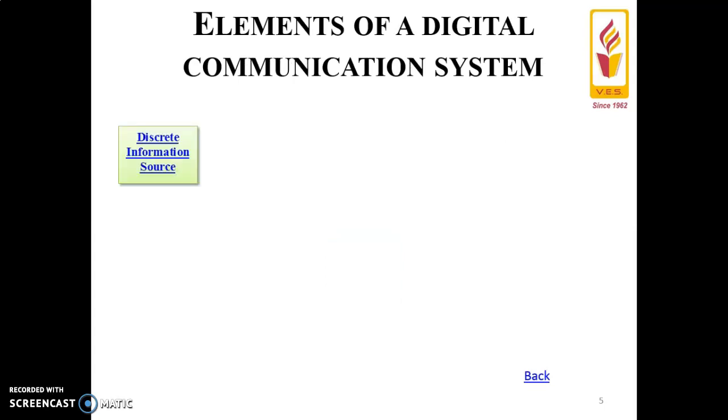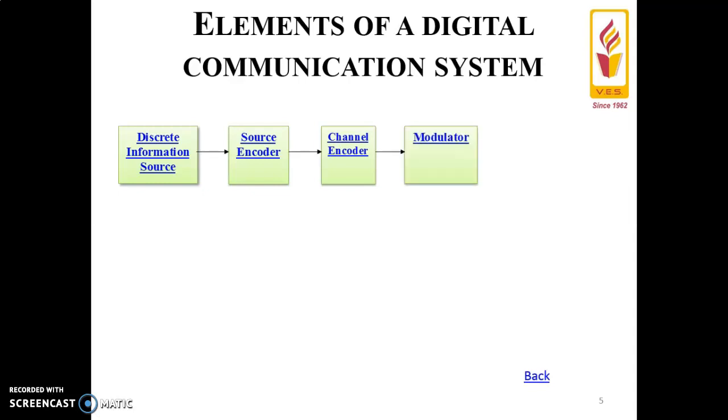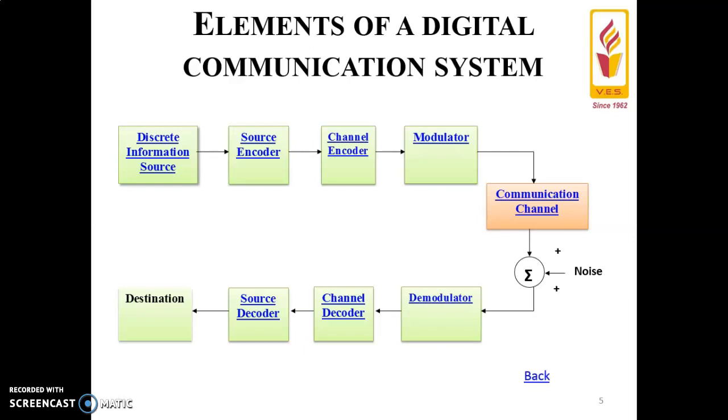The first block is discrete information source, source encoder, channel encoder, modulator. These are the elements of transmitter blocks. Then the information signal passes through the physical or the communication channel which connects to the receiver. Now the receiver has the reverse chronological order of the blocks which are used at the transmitter end. So first block is demodulator, then channel decoder, source decoder, then your final destination, whether it is a loudspeaker or a display device, etc. So let us start with each element of digital communication system.